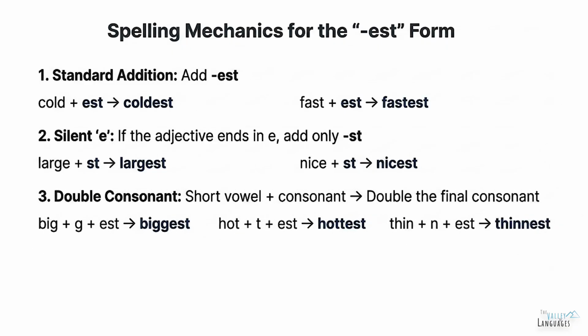Number 3 is the double consonant. For a short vowel plus a consonant, you double that final consonant. Big gets an extra G to become biggest. Hot gets an extra T to become hottest.